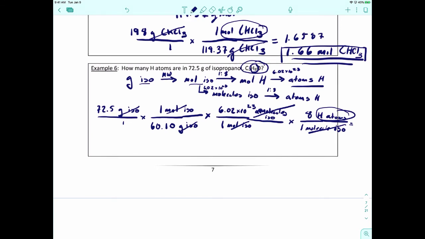All right, so if you multiply 72.5 times Avogadro's number times 8 divided by 60.10, the answer that I get is going to be 5.81 times 10 to the 24th hydrogen atoms.